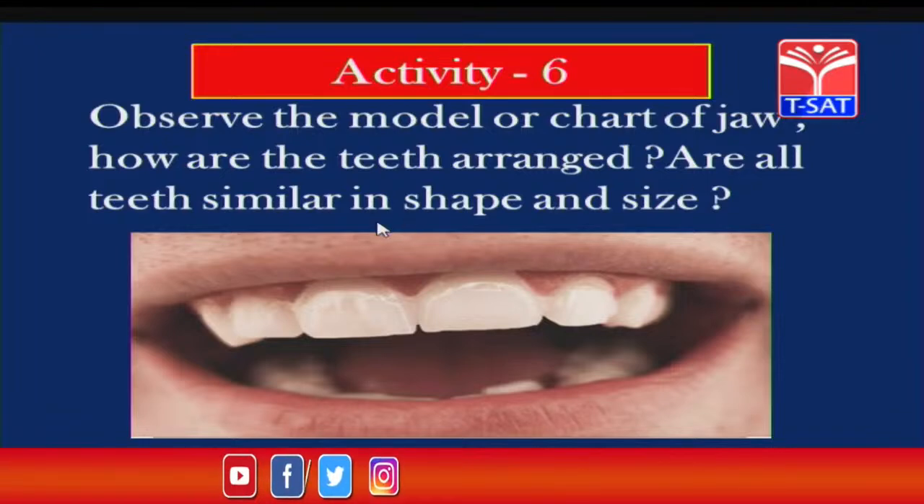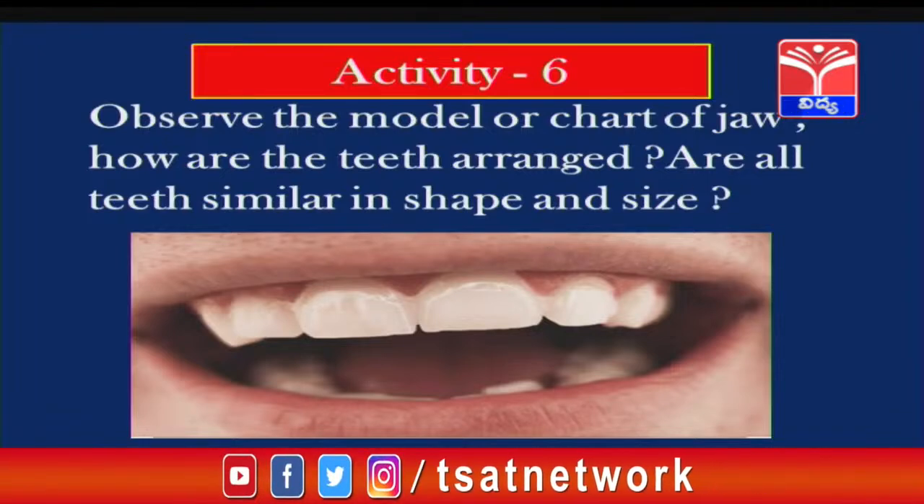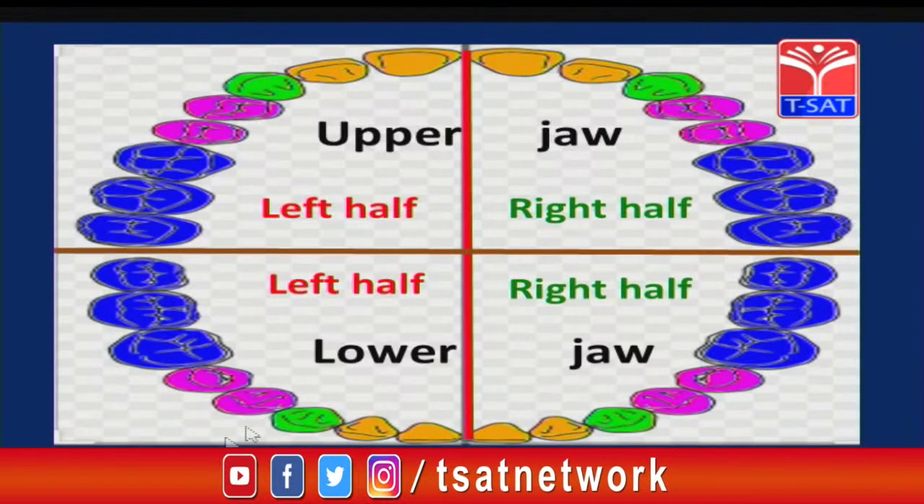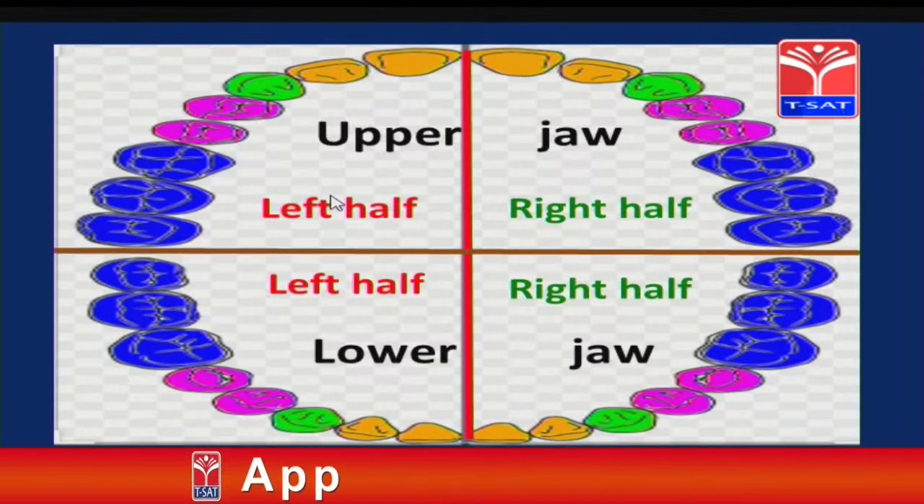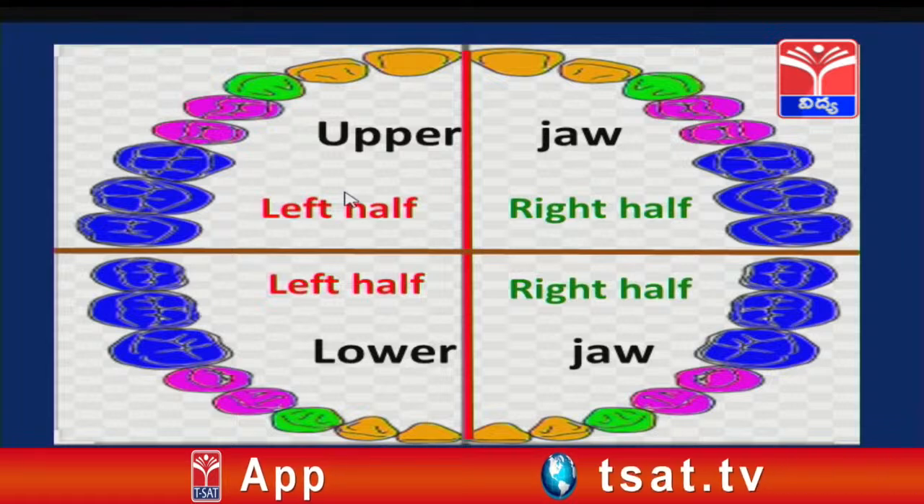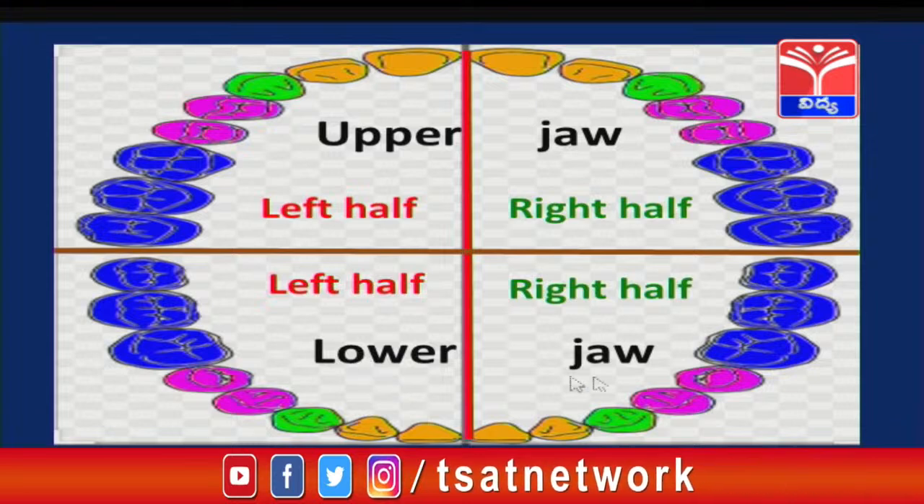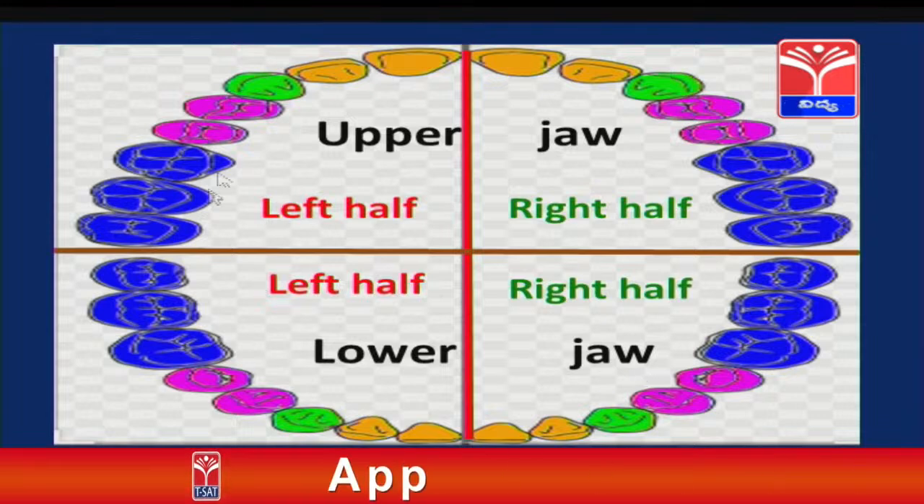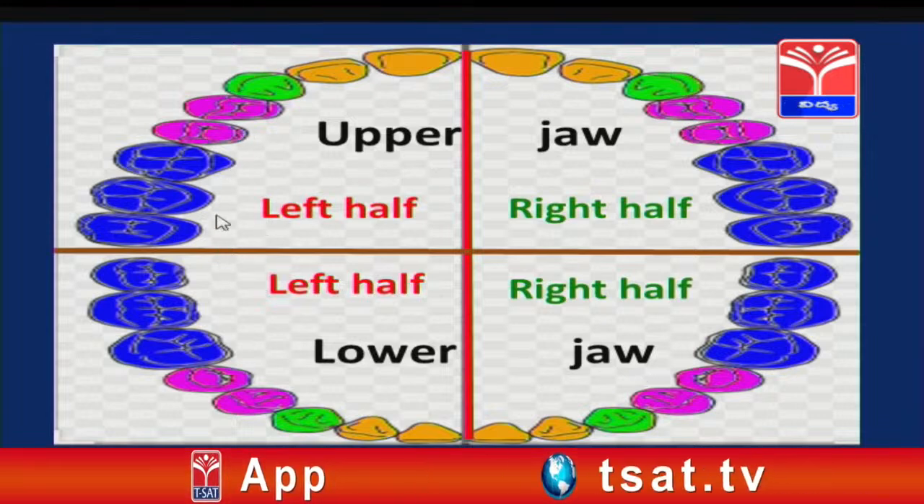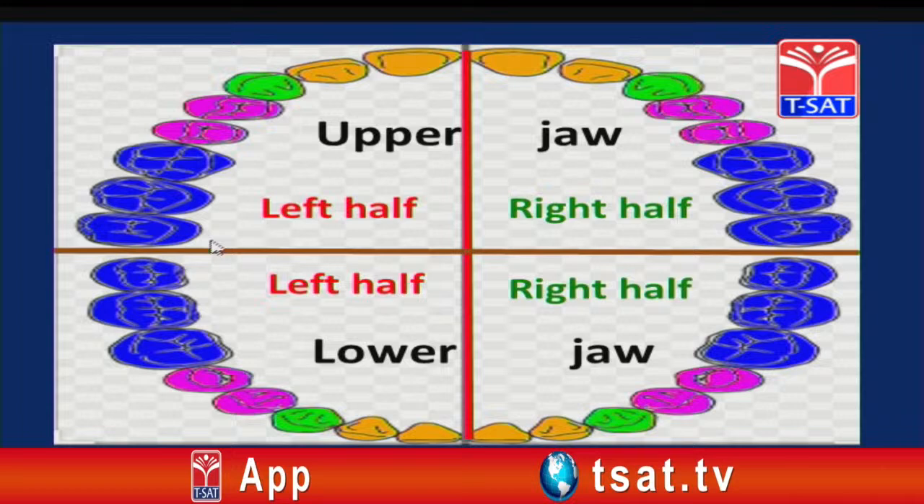Are all teeth similar in shape and size? If you look at this picture, this is the left half of the upper jaw and this is the right half of the upper jaw. Similarly, this is the lower jaw, and this part is the left half of the lower jaw and this part is the right half of the lower jaw. Students, this picture shows the arrangement of different types of teeth in our mouth.